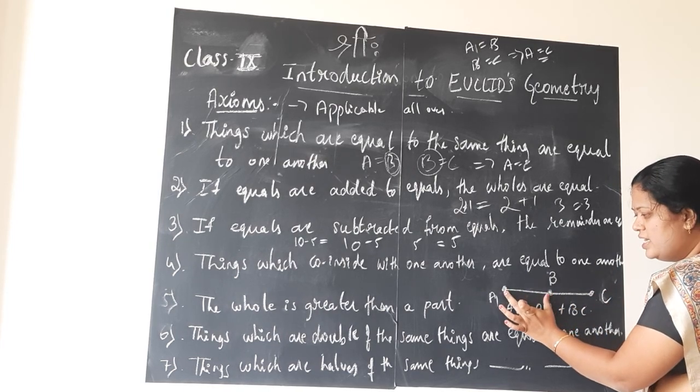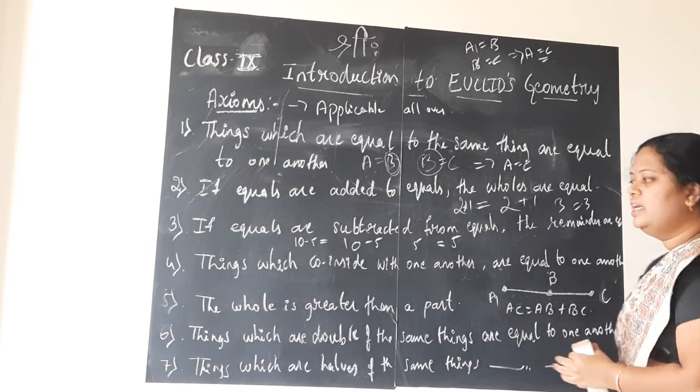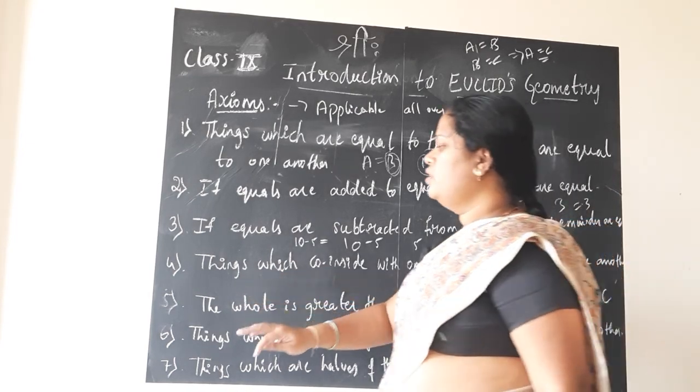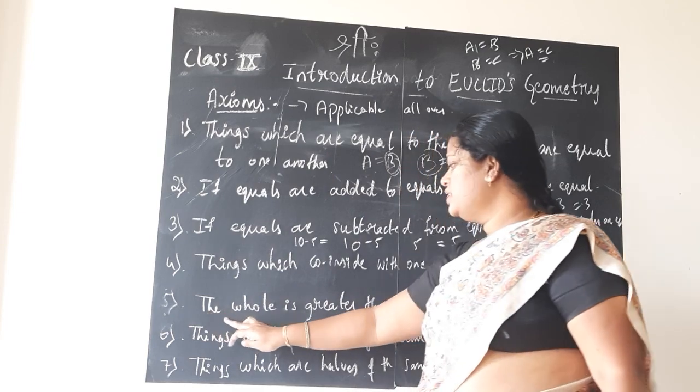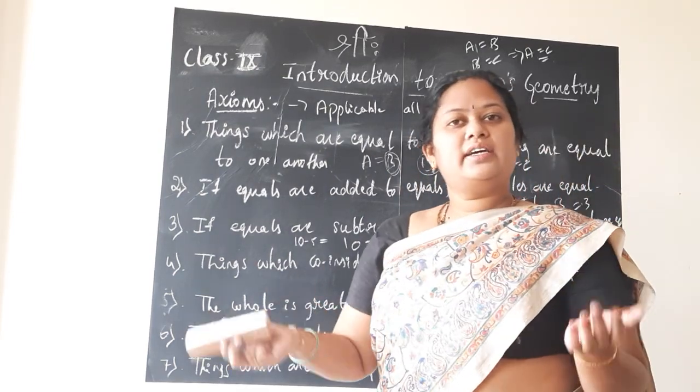So obviously this length AB is equal to length BC. So things which coincide with one another are equal to one another. That is about the fourth axiom. The fifth axiom states the whole is greater than a part. Whole is greater than a part.